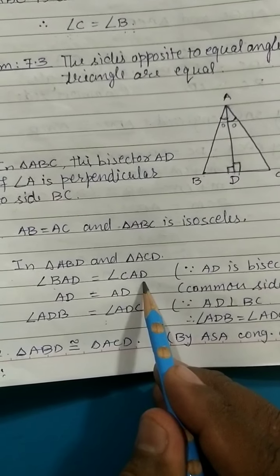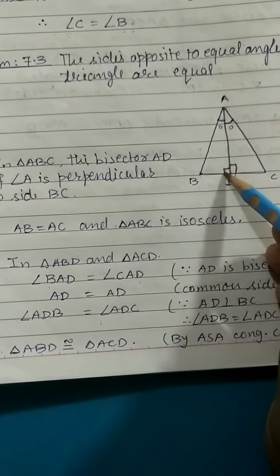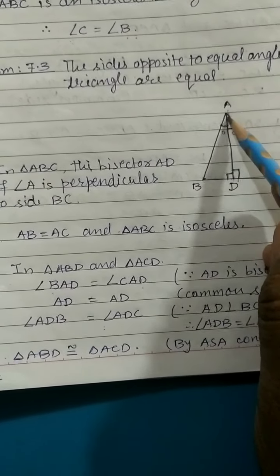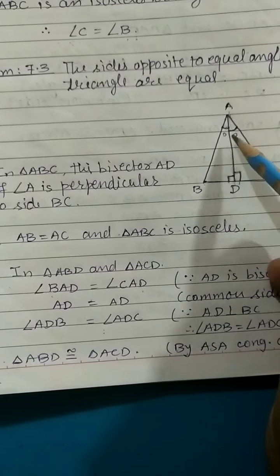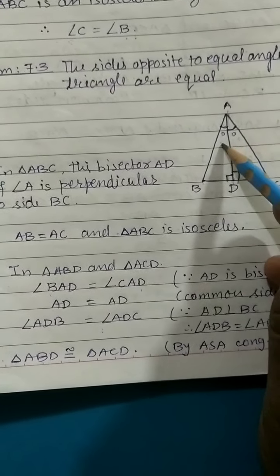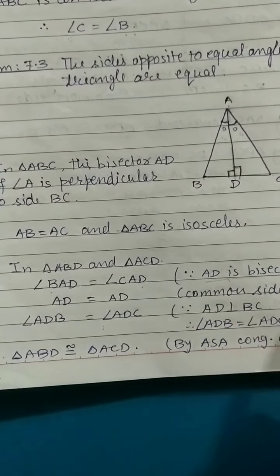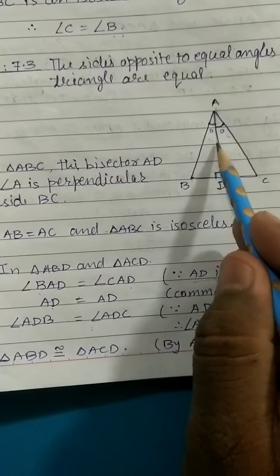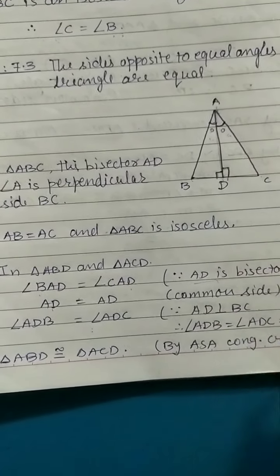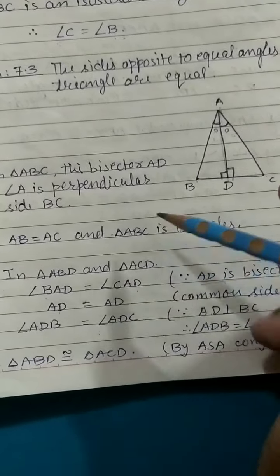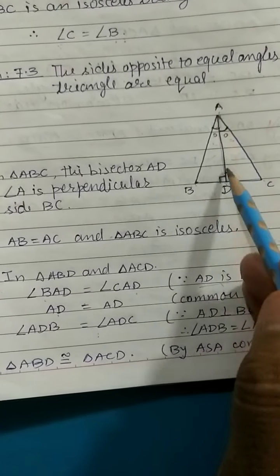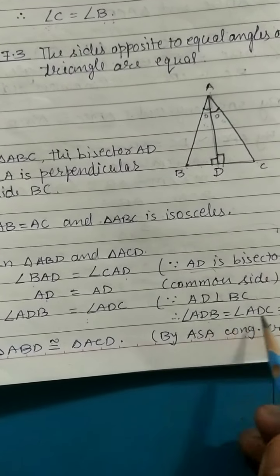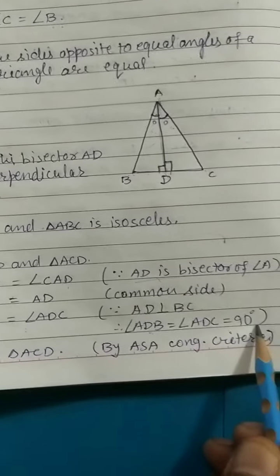Angle BAD is equal to angle CAD. What is the reason of this? Because AD is the bisector of angle A. So these two angles are equal. AD is equal to AD. This AD side is common in both the triangles. And angle ADB is equal to angle ADC because both are right angles. AD is perpendicular to BC, so both the angles are equal and they are equal to 90 degrees.